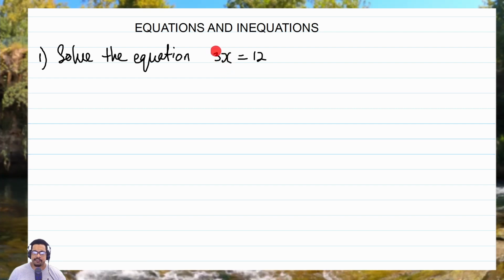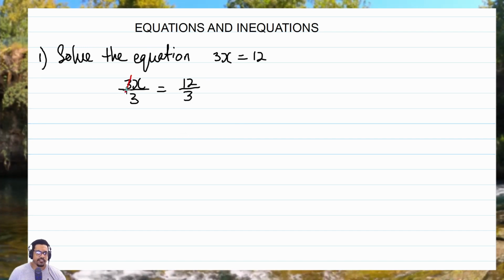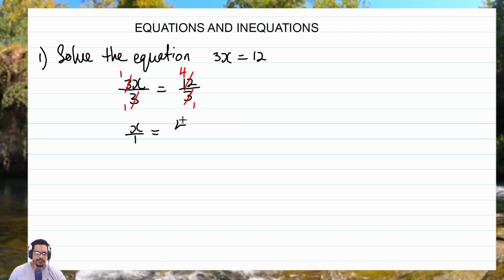So whatever you do to the left hand side of the equal sign, you must do the same thing to the right hand side of the equal sign. So I'll have 3x divided by 3 is equal to 12 divided by 3. This 3 will cancel this 3. And here we get 3 into 3, 1, and 3 into 12, 4. So what we'll end up with is that x over 1 is equal to 4 over 1. Therefore, x is equal to 4.